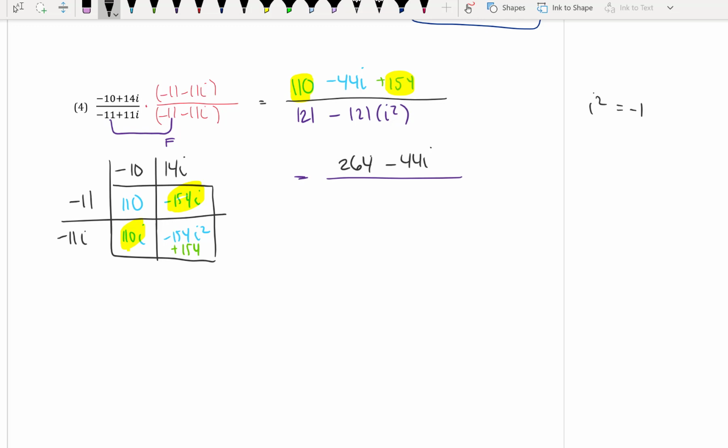And in my denominator, since I know that i squared is equal to a negative 1, it's really 121 minus my 121 times a negative 1. So this negative actually ends up becoming adding. So I get my 242. So now I have 264 over 242 minus 44i over 242.